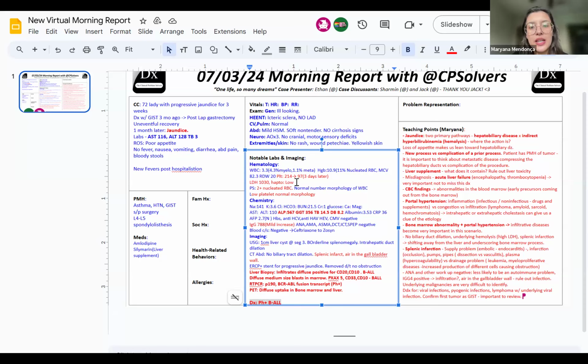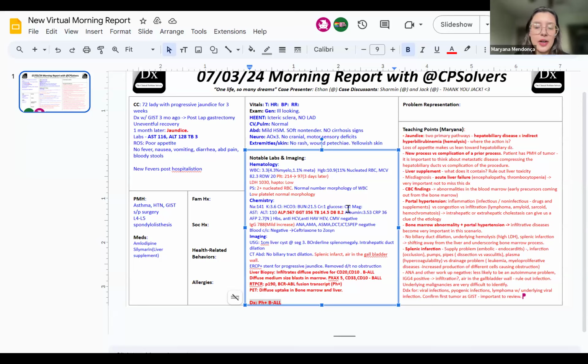We also have to think if it's a new process or a complication of a prior process, because the patient had a past medical history of tumor. So it's important to think about metastatic disease compressing hepatobiliary ducts, or a complication of the procedure that she had. She also mentioned that she was taking a liver supplement, so we have to worry what it contains, because we have to rule out liver toxicity in this case.